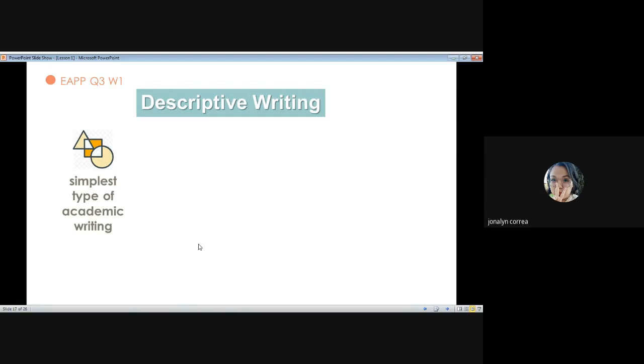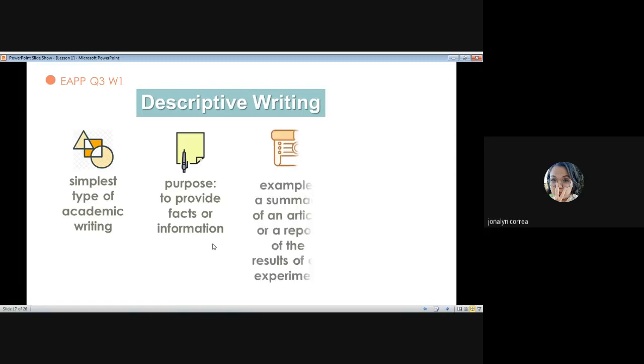So what's the purpose of writing descriptive? The purpose of this is to provide facts and information. An example of this is a summary of an article or a report of the results of an experiment. So these are the way the text is written, it is more of a descriptive.